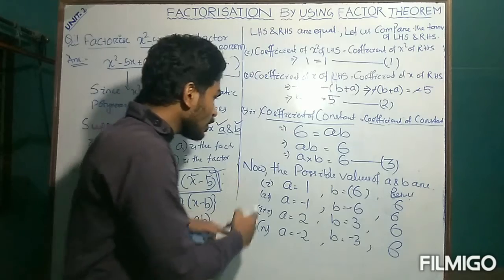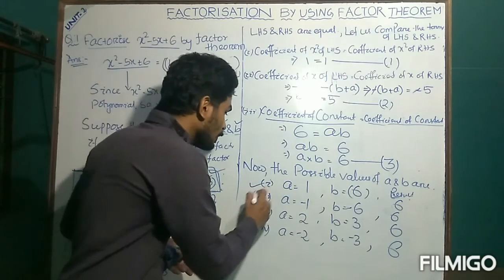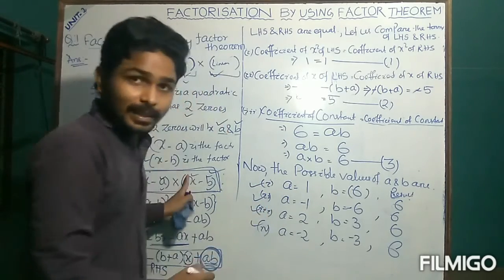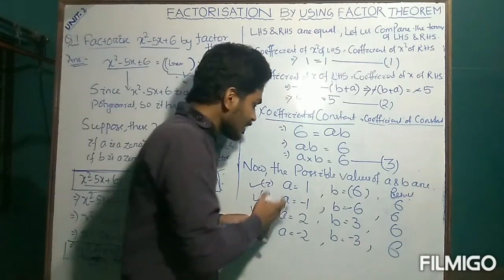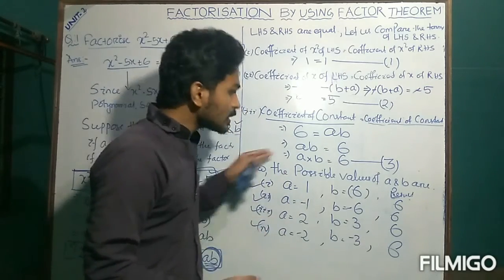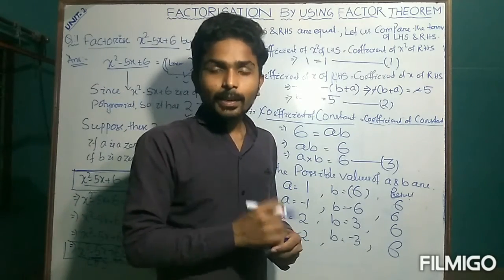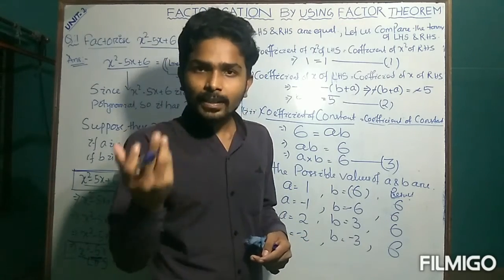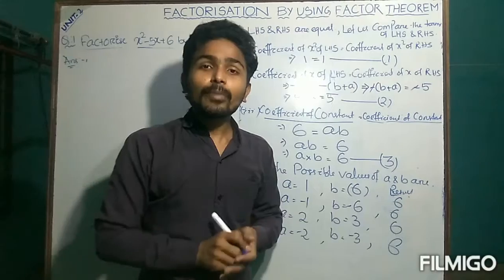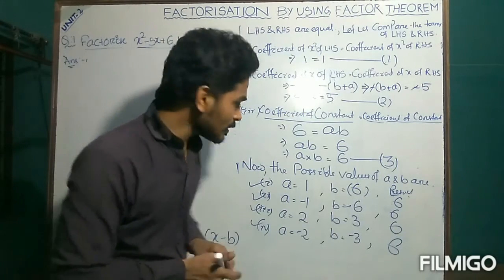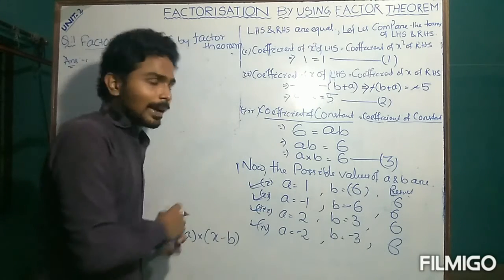So these are the 4 possible values of a and b, and we do not know for which possible value this equation holds good. So let us find out of these 4 possible values which one is correct in order to find the value of a and b. So how can we find the values of the zeros among the 4 assumptions? Okay, so let us find them.